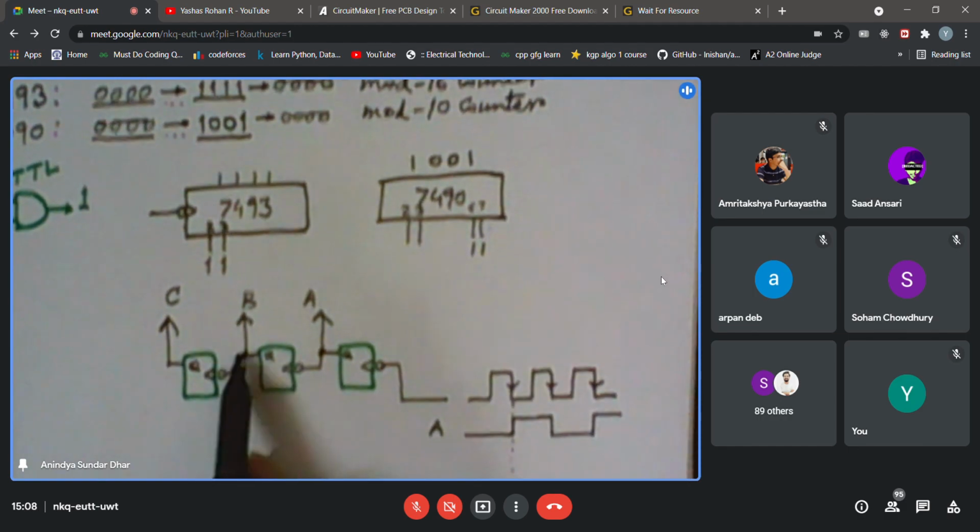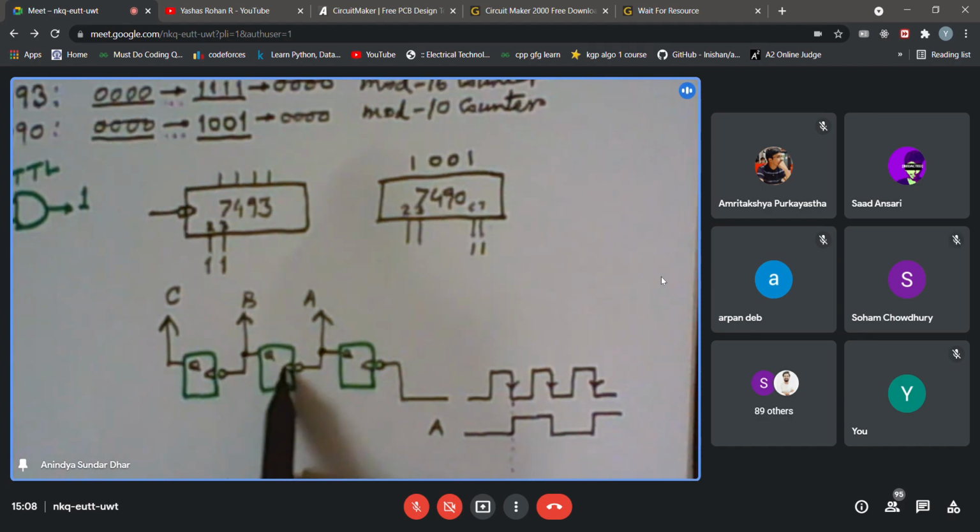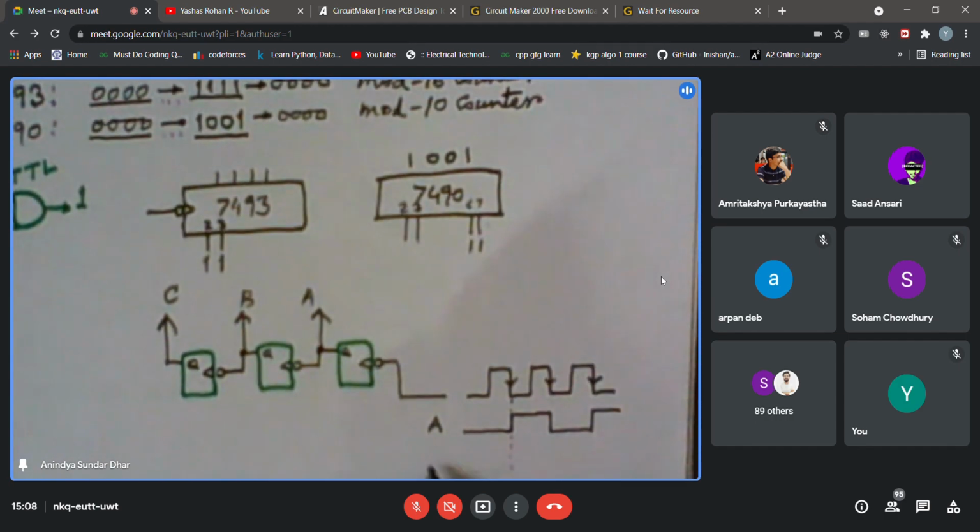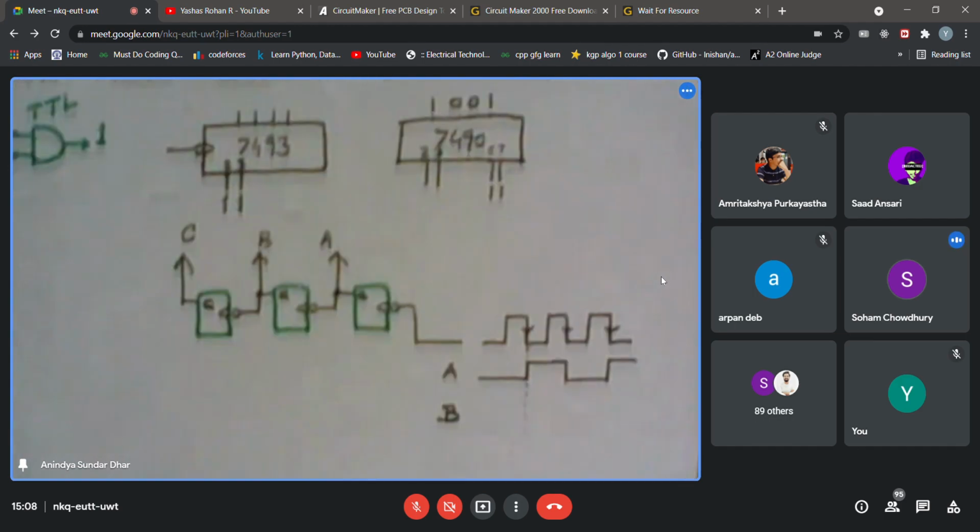What about B? B is the output of this flip-flop. So it receives the clock from the output of the previous flip-flop, which is nothing but A. So now the A waveform is here. So when do you think B will change? After resetting, B is also low. The time period will be twice.